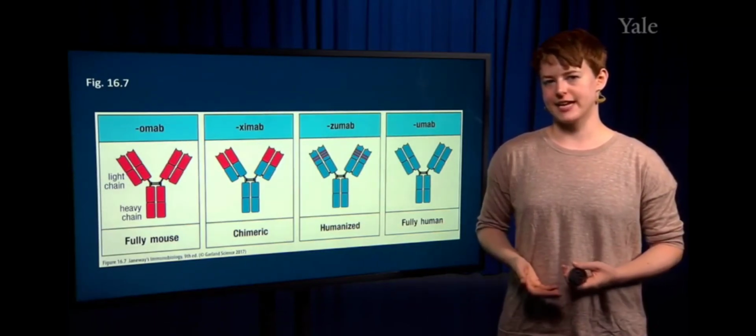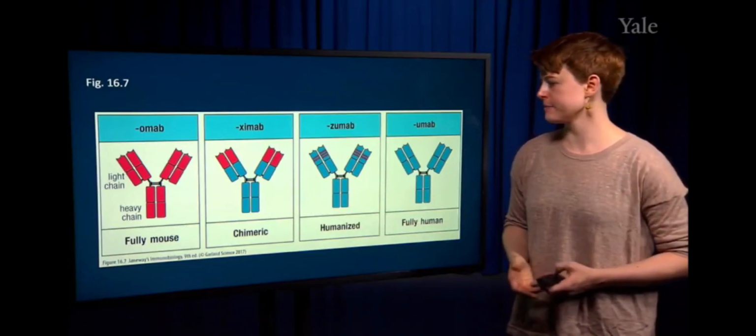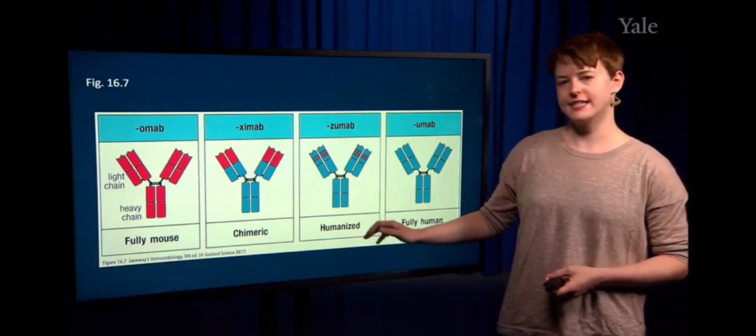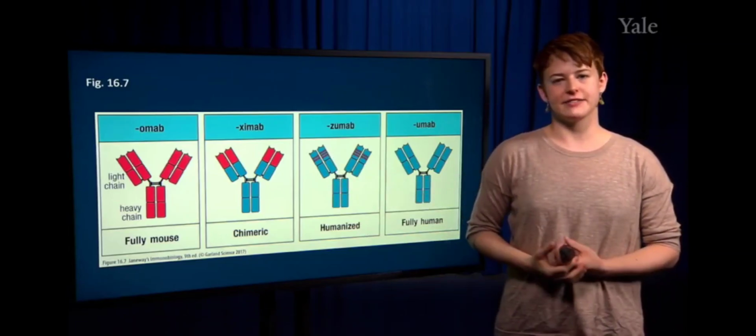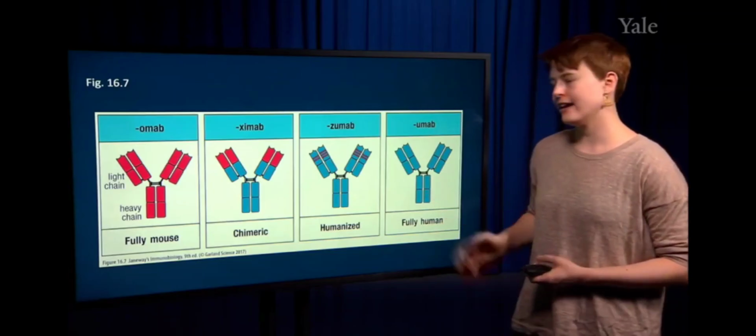Whereas the entire Fc region is derived from humans. Then the humanized, we just have a few areas of sequence that are derived from an animal. And then, again, of course, we have the fully human antibodies.